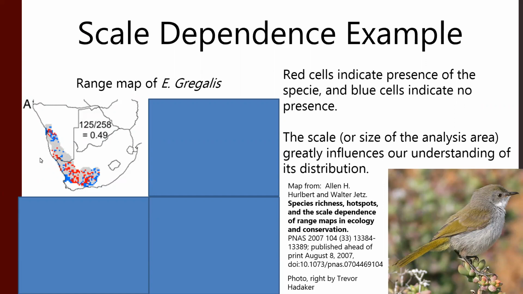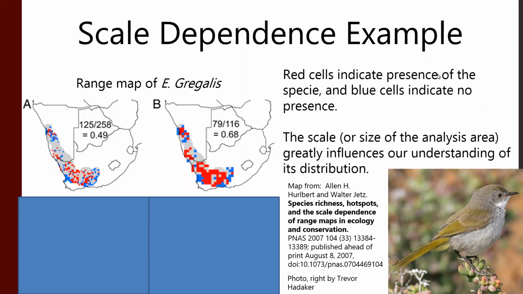Wait, I've heard that actually we sampled 116 cells, and the bird was in 79 of them. That's like 2/3. We're fine. E. gregalis is fine. We're not worried about it. We can focus on some other conservation. We can focus on another piece of work.